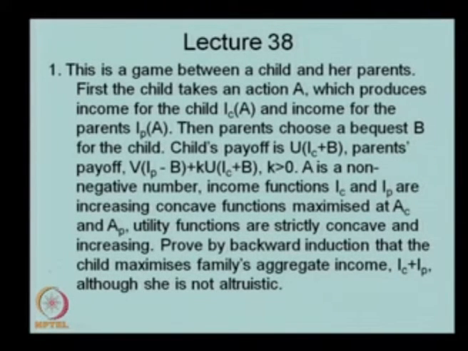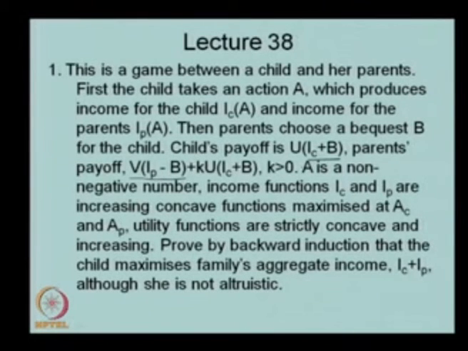Child's payoff is U(IC + B), because this is the total income, and the parents' payoff is something more complicated. It is V(IP - B) + K multiplied by U(IC + B), where K is greater than 0. A is a non-negative number.